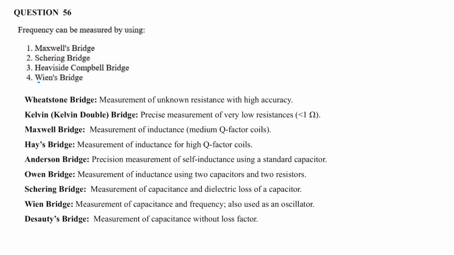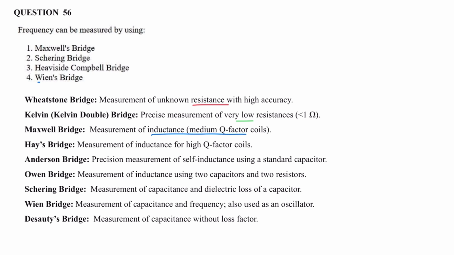Question number 56. Frequency can be measured by using. So different bridges are given. Let us see the different bridges and their parameter measurements. First one is Wheatstone bridge, used for the measurement of unknown resistance with high accuracy. Next is Kelvin bridge for the measurement of very low resistance. Maxwell bridge, measurement of inductance, medium Q factor coils.